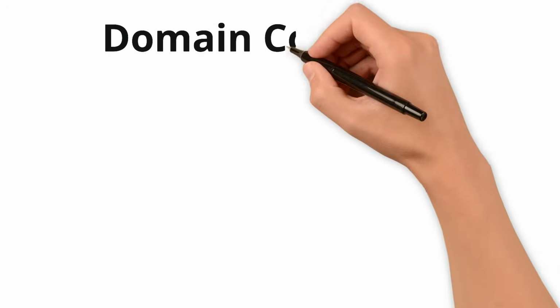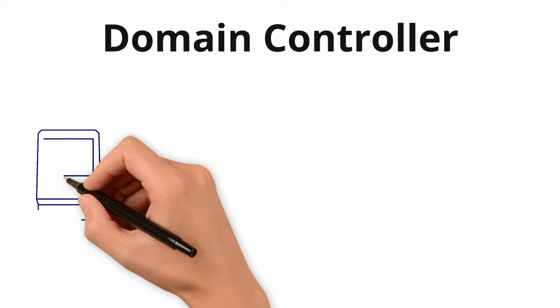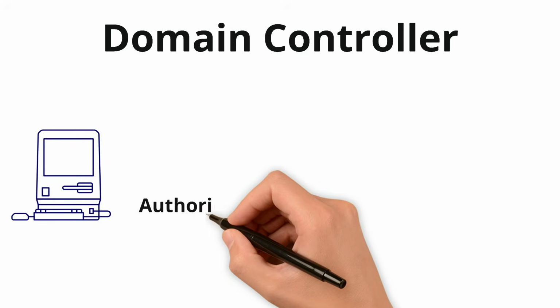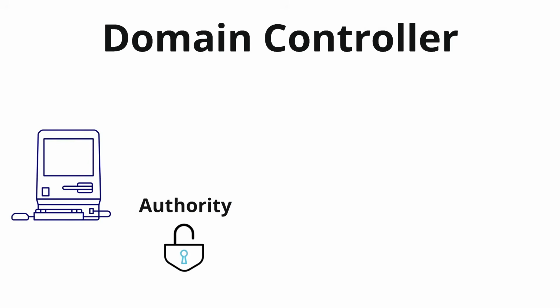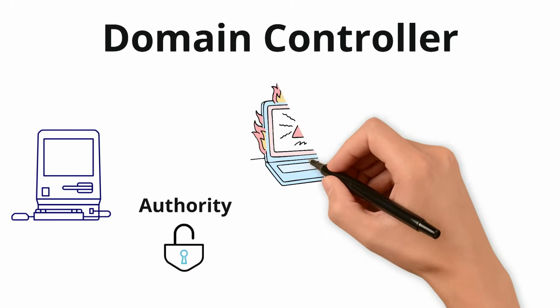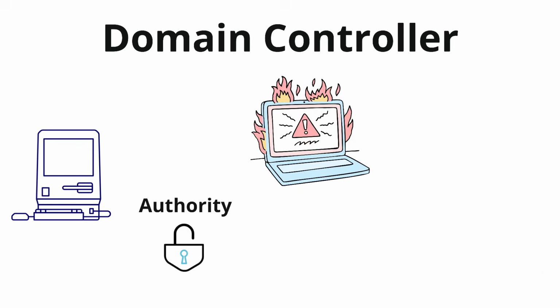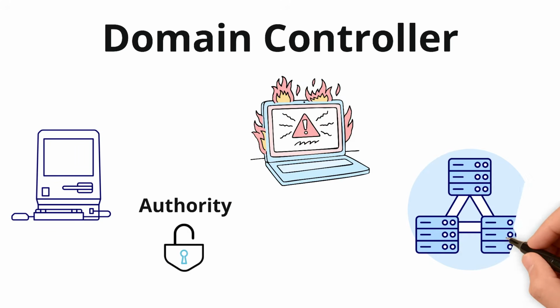Next is the domain controller. This is the server that runs Active Directory. It's the authority. It authenticates users when they log in and enforces security policies across the network. If the domain controller goes down, nobody's logging in. That's why most organizations have more than one.